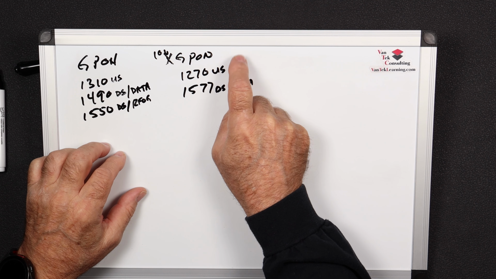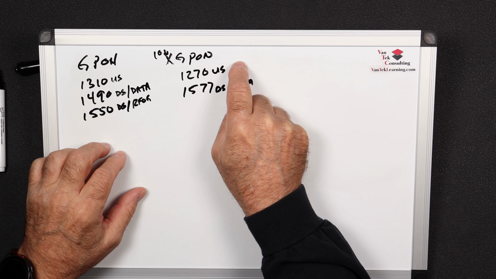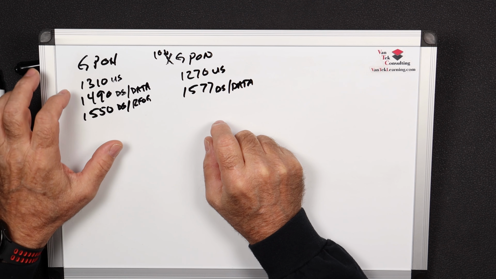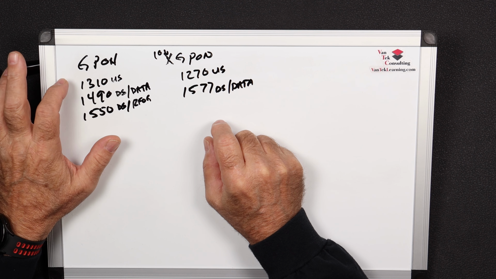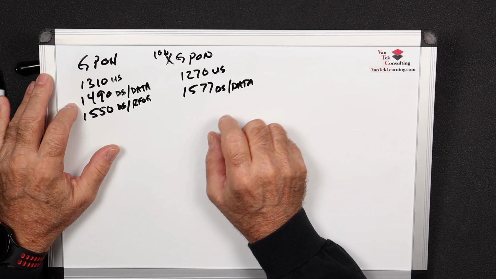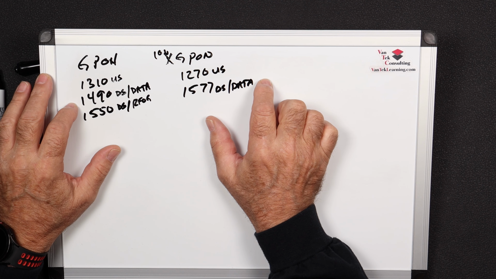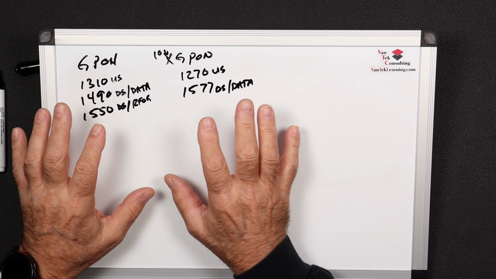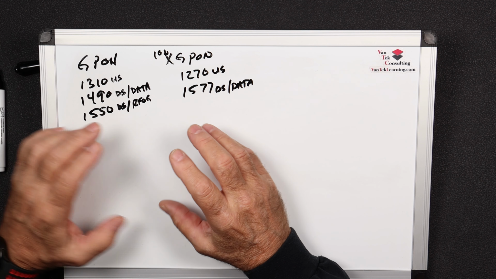The XG-PON transmits its upstream requests at 1270. The GPON transmits its upstream requests at 1310, it receives its data at 1490, and the XG-PON receives its data at 1577. All right. So again, they're all on the exact same fiber.